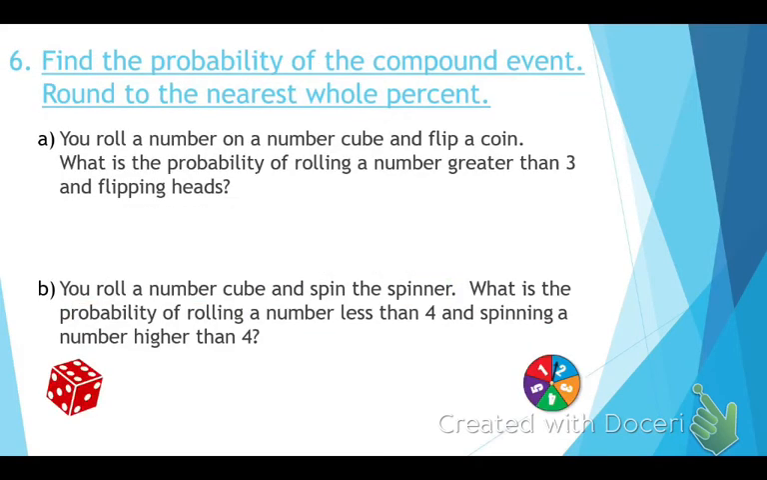All right, looking at number 6. Find the probability of the compound event. Take your red pen, and I want you to write a cloud around whole percent. So beforehand, we were rounding to the nearest tenth. I don't want a tenths place anymore. I want a whole number, round to the nearest whole percent. Please do problems A and B with your partner.